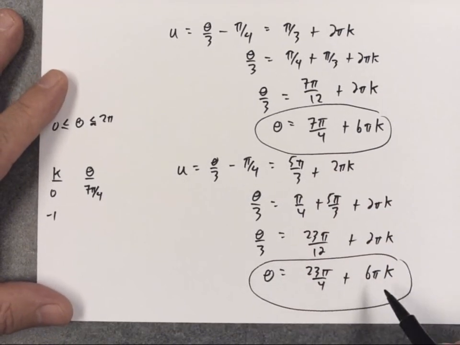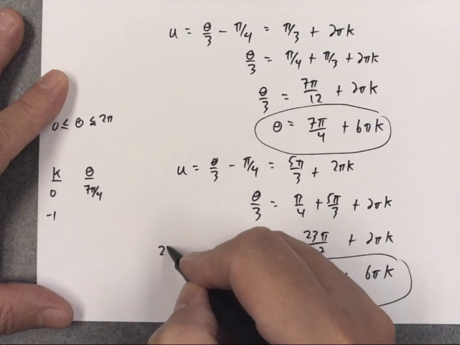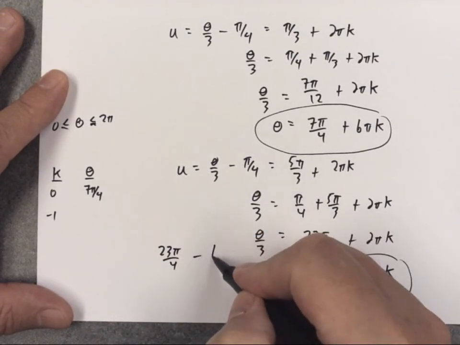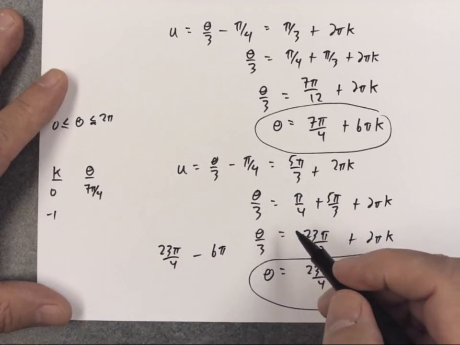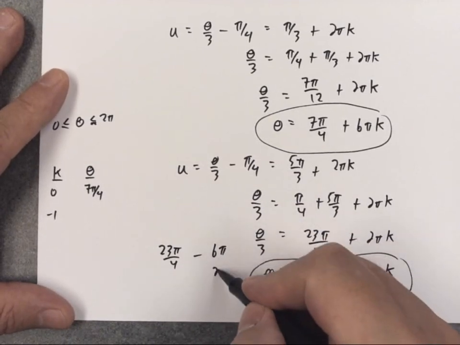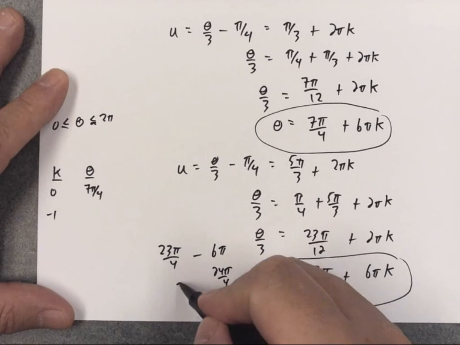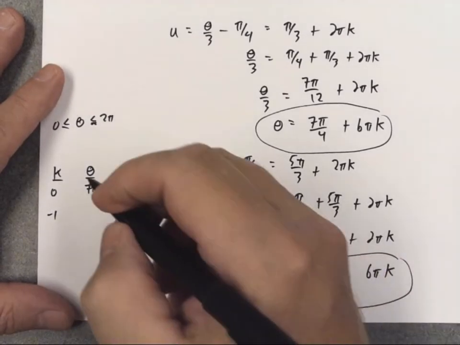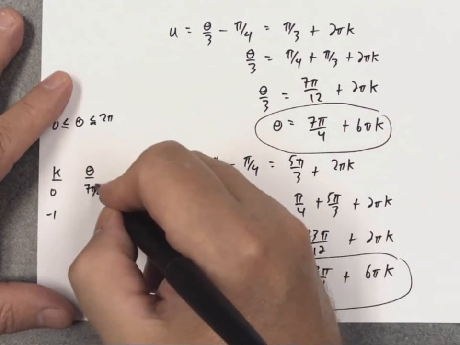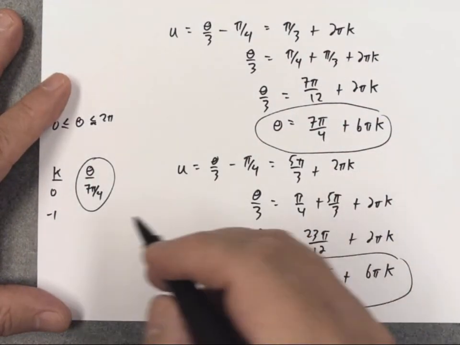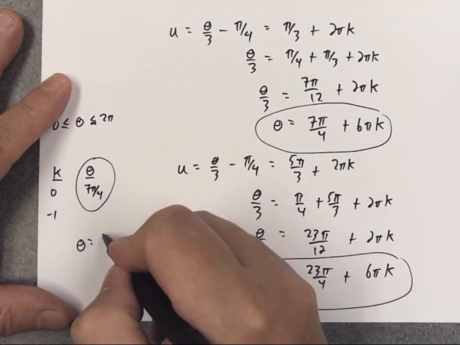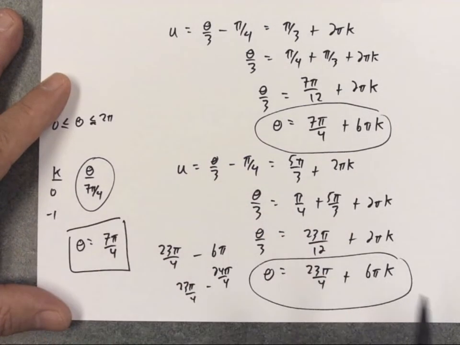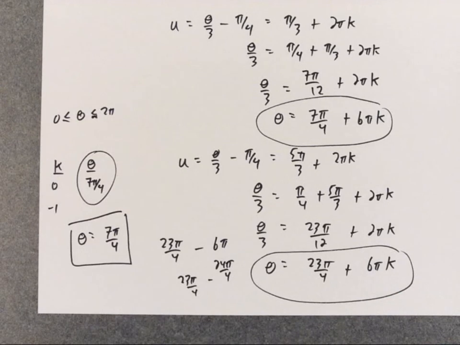This one I'm not sure about. Let's check that out. 23 pi over 4 minus 6 pi, oh, this is 24 pi over 4 minus 23 pi over 4. It's negative pi over 4. Looks like, with all that work, if I didn't mess up, there's actually only one solution.